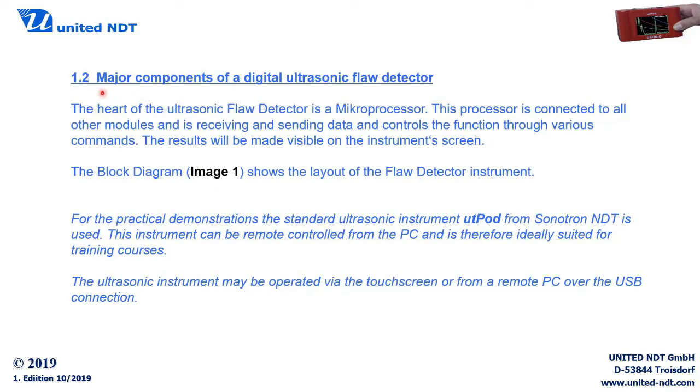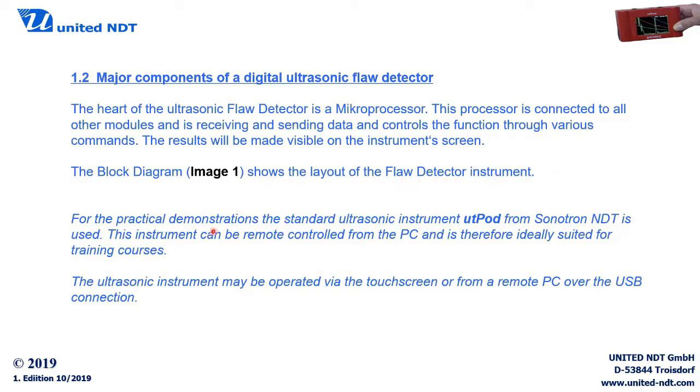Let's first take a look at the major components of a digital ultrasonic flaw detector. The heart of an ultrasonic flaw detector is a microprocessor. This processor is connected to all other modules and is receiving and sending data and controls the function through various commands. The results will be made visible on the instrument screen. The block diagram on the next page, I will go deeper into that, shows the layout of a flaw detector instrument.